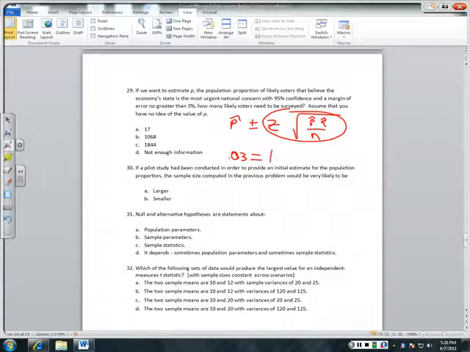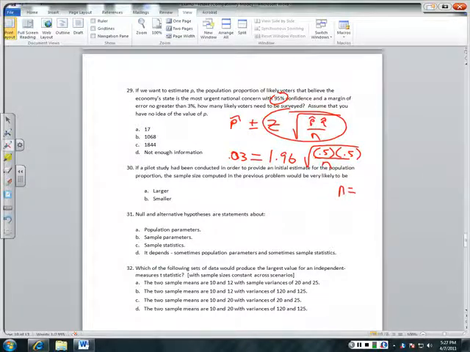Z is going to be 1.96. That's for a 95% confidence interval. We're looking for n, and it says we have no idea the value of p. If we had a pilot study, we could put that value of p in here. We don't. If you don't, the largest product of two numbers that sum to 1 is going to be 0.5 times 0.5, or 0.25.